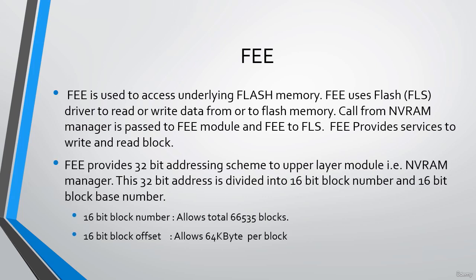Now again, similar to EA, we have a 32-bit addressing scheme, and this address is divided into a 16-bit block number and a 16-bit block offset. The 16-bit block number allows a total of 65,535 blocks, and the block offset allows 64 kilobytes per block.